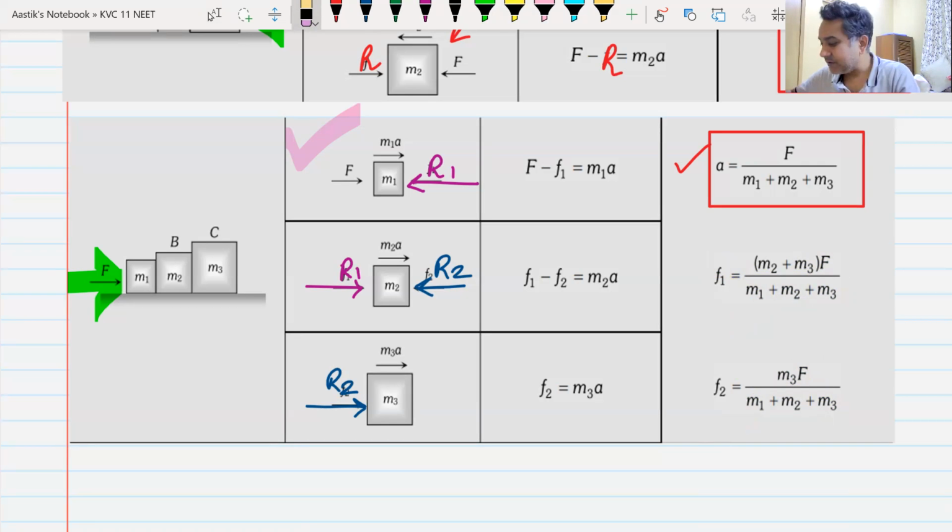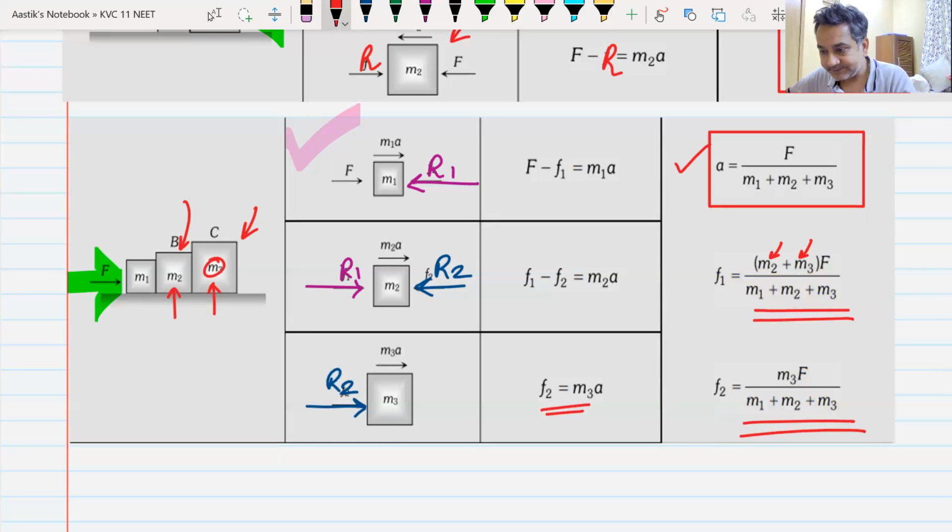The trick is very simple. To find the value of F1, it's on the middle block basically. So what you do is M2 plus M3, the further 2 blocks from the force, divided by the total mass. To find the value of F2, which is the force on this block, you just take this block and divide it by the total mass. That is how you can understand or remember this.